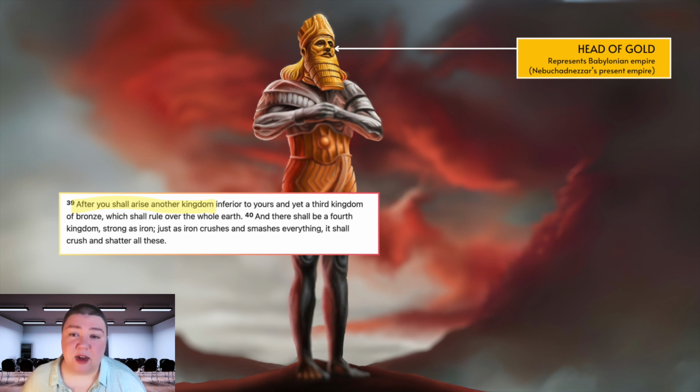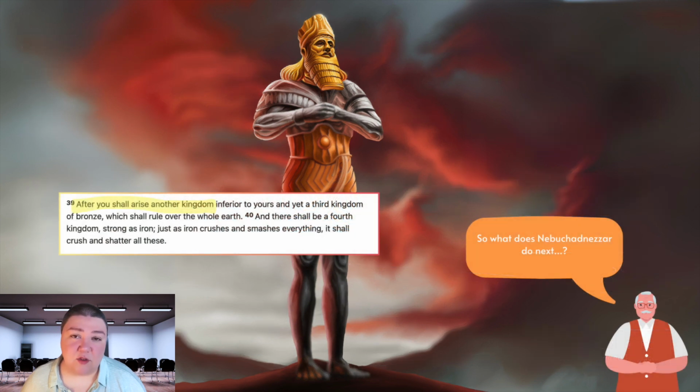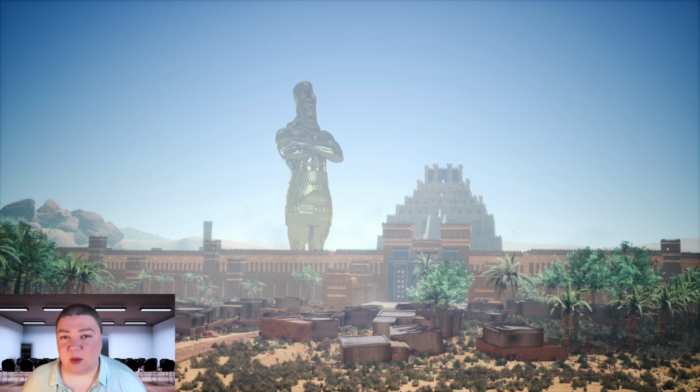Daniel says in verse 39, "After you shall arise another kingdom inferior to yours, and yet a third kingdom of bronze, which shall rule over the whole earth." So a second kingdom, represented by the chest of silver, will arrive after Nebuchadnezzar's kingdom, followed by belly and thigh of bronze, legs of iron, and so on. And with this in mind, what do we make of Nebuchadnezzar's next move described in Daniel 3? Because what does he build? Well, he builds a statue like the one in his dream.